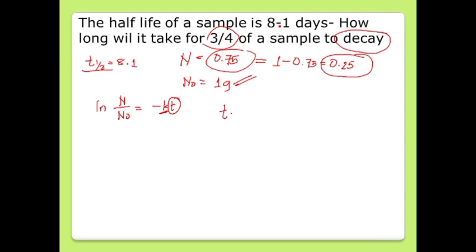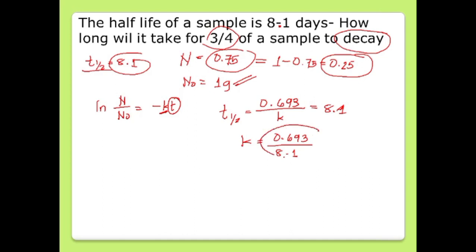So, t1/2 is equal to 0.693 all over k. Given naman tayo ng half-life natin which is 8.1 days. That is equal to 8.1. So, calculating our k, k is equal to 0.693 all over 8.1. Mapupunta sa kabila yung k, bababa yung 8.1 natin dito. So, this is our decay constant.